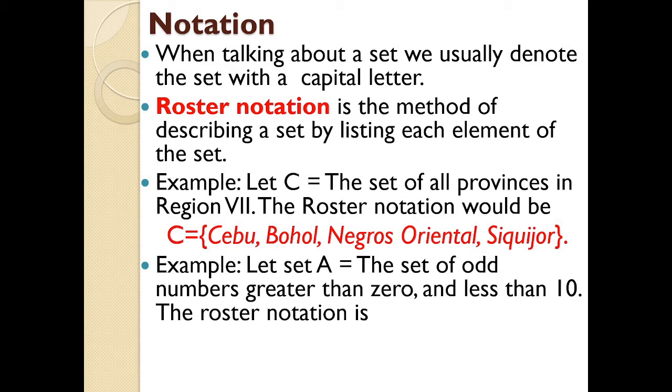Less than 10: 1, 3, 5, 7, and the number 9. So 1, 3, 5, 7, and 9. This is the roster notation of the set of odd numbers greater than 0 but less than 10. Okay? So is roster notation clear? Do you understand what roster notation is? Okay, let's proceed.